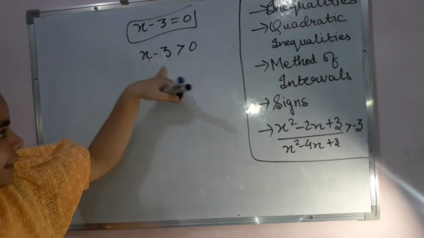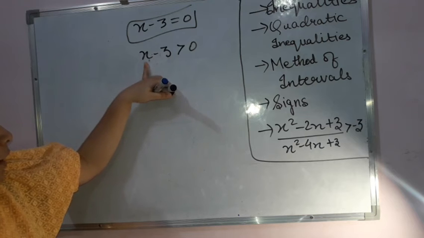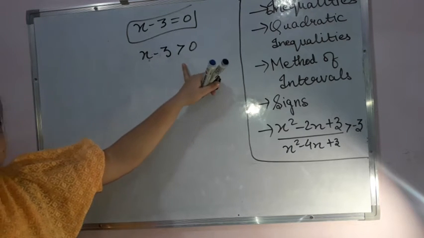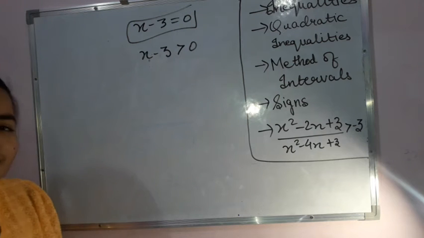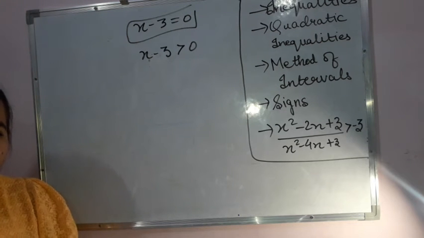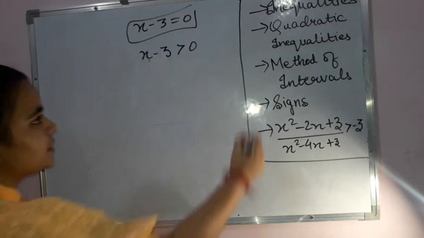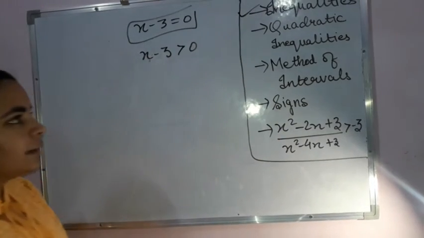Why? Because it is linear first of all, my highest power of the variable is 1, and then it is having a greater than sign. So it becomes my inequality, something which is not equal. It is greater than, less than, greater than or equal to, or less than or equal to. So this is basically my inequalities that I have.